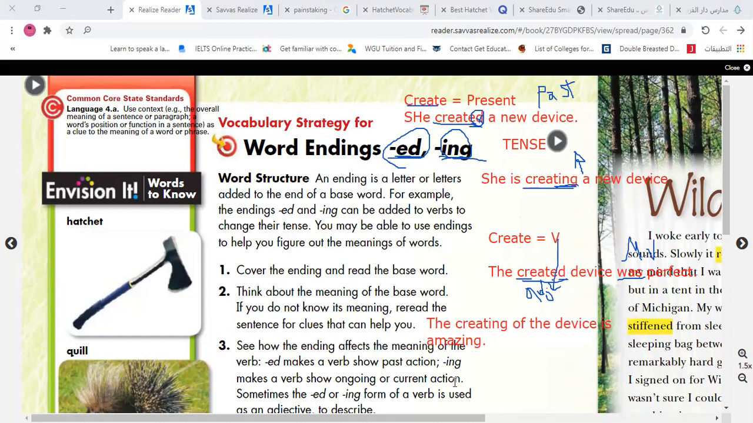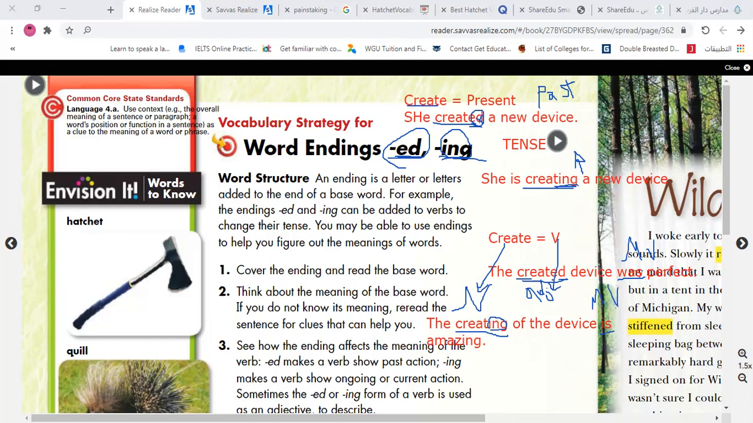Okay, again, right now I'm saying the creating of the device. Here, creating with the ing, I made it as what? As a noun. So instead of a verb, I made it as a noun. Why? Again, because the main verb is... And the word right here, create, becomes a noun by adding ing.